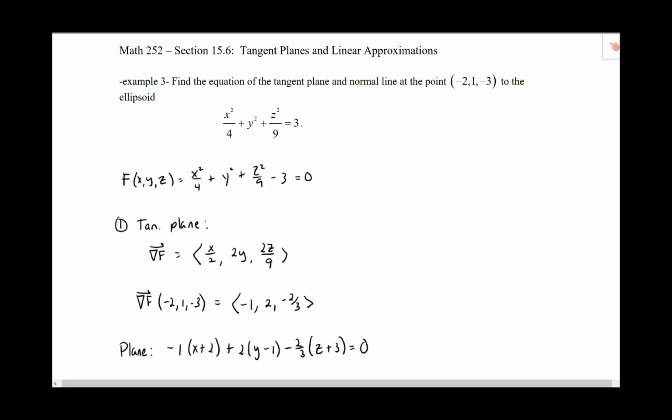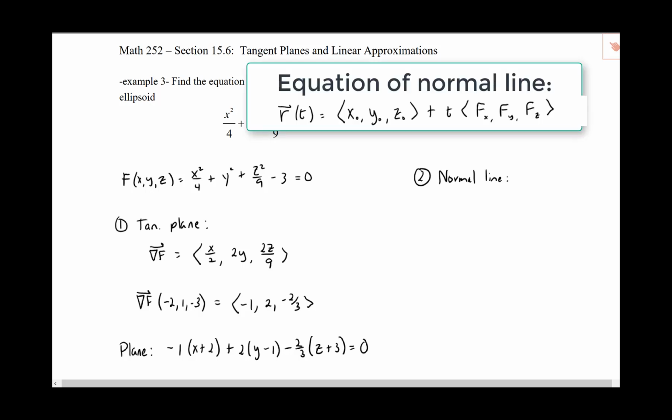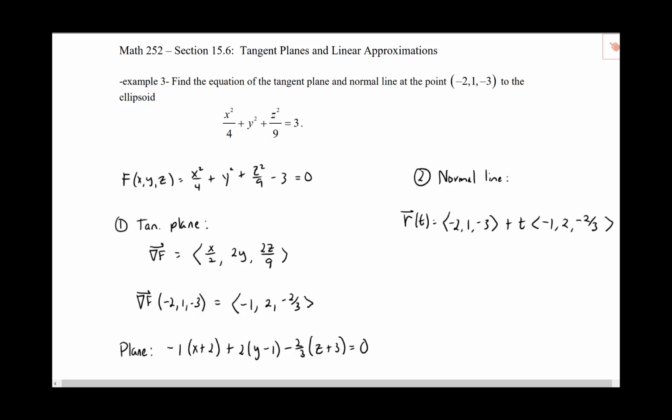All right, the second part of the question is to find the normal line. Well, we already have all the information we need for that. All we need is the position vector for a point and the direction vector, which is the same vector we used to obtain the coefficients of our plane. So the equation of the normal line is r of t equals the vector -2, 1, -3 plus t times the vector -1, 2, -2/3.